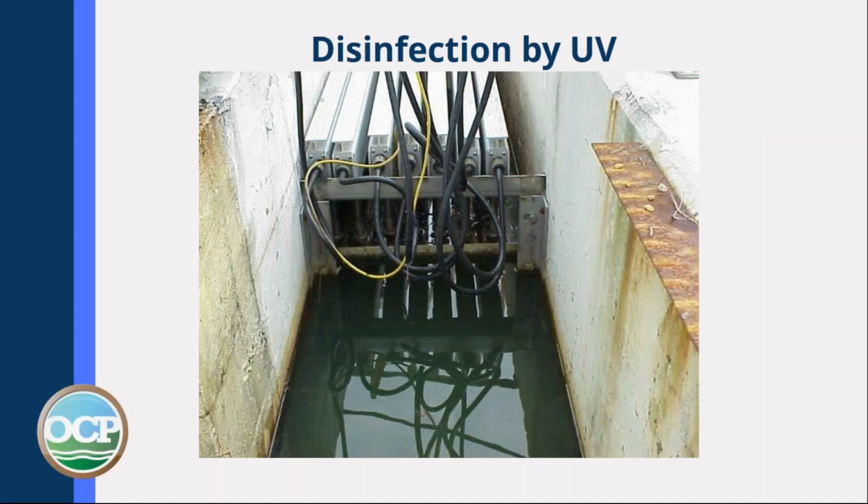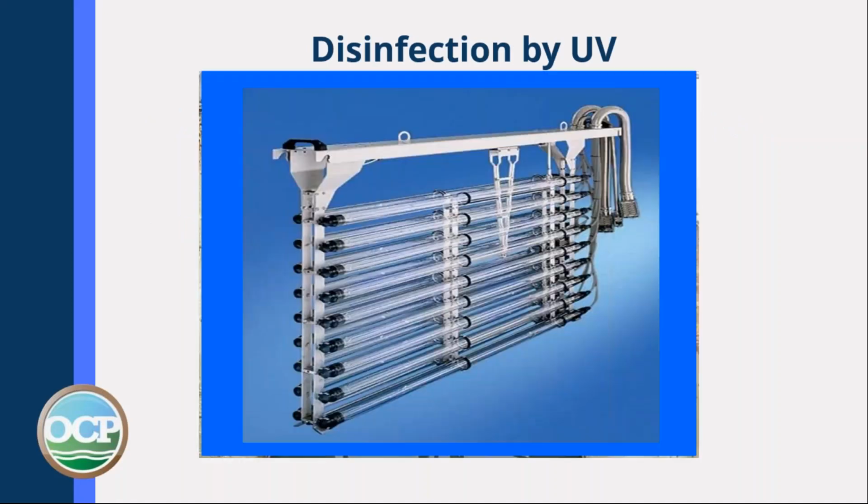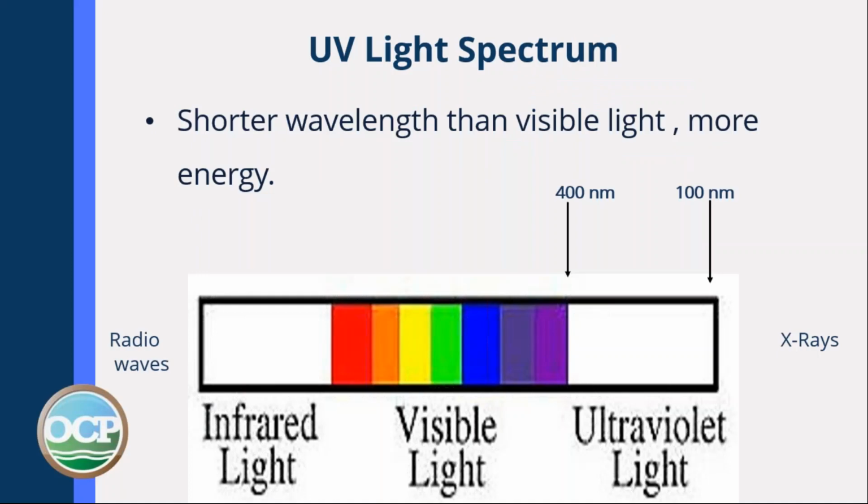You can disinfect with UV light. This is what the bank of lights looks like. The bulbs are in quartz sleeves that must be cleaned regularly. The UV light spectrum has a shorter wavelength than visible light and has more energy. It's between 100 and 400 nanometers.